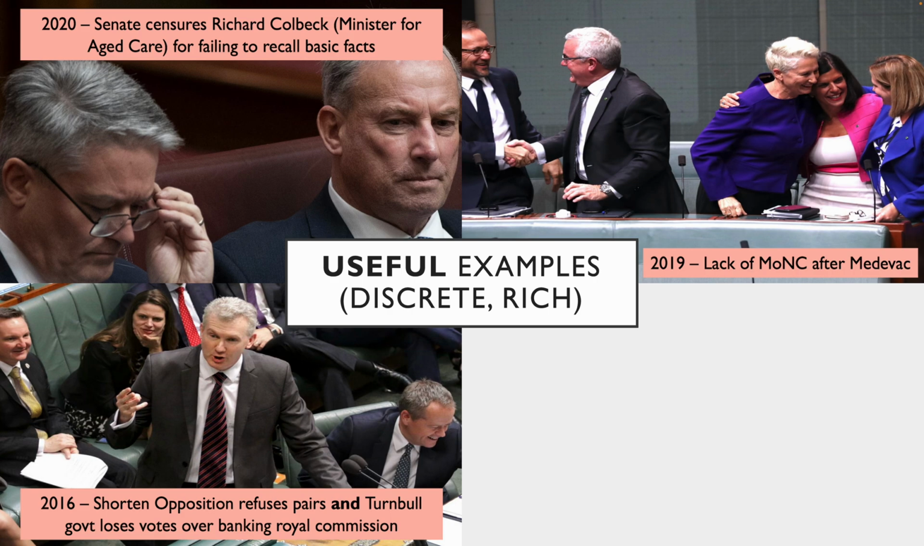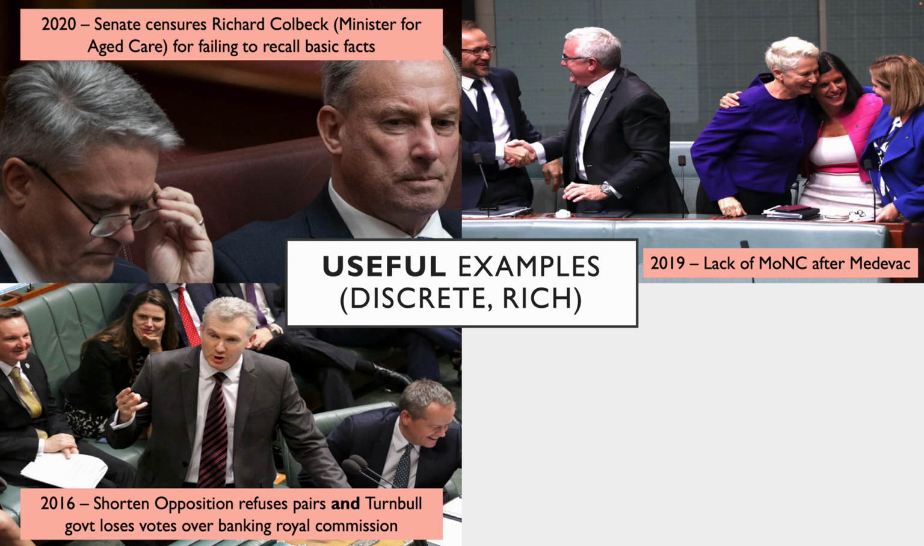In 2016, the Shorten opposition refused pairs to the Turnbull government. Because pairs are a convention that are worked out between the opposition and the government, they were able to do this without much consequence other than just criticism. As a result, one night in 2016, the Turnbull government lost some procedural votes over a banking royal commission. Some of their members, including Peter Dutton, had gone home early, thinking that all the important business of Parliament had been concluded. And the Shorten opposition moved to bring debate on a banking royal commission forward, and they succeeded.